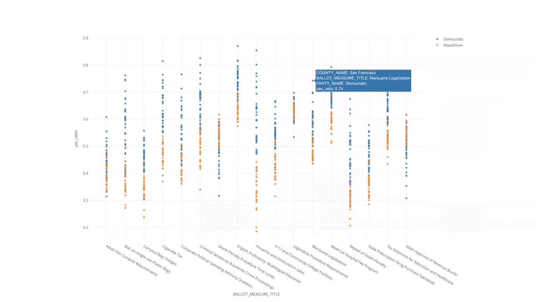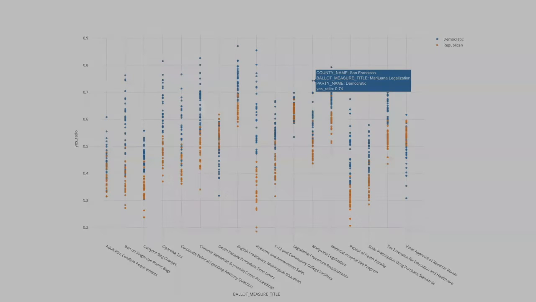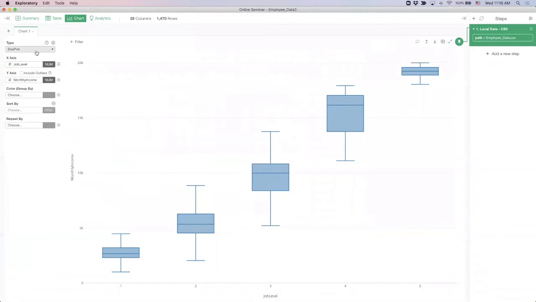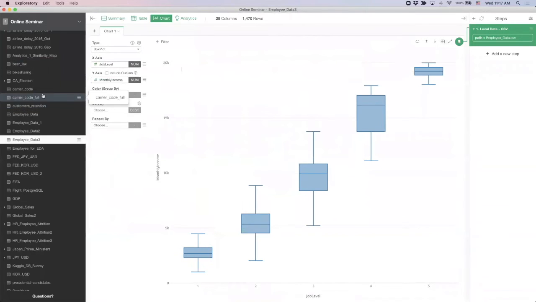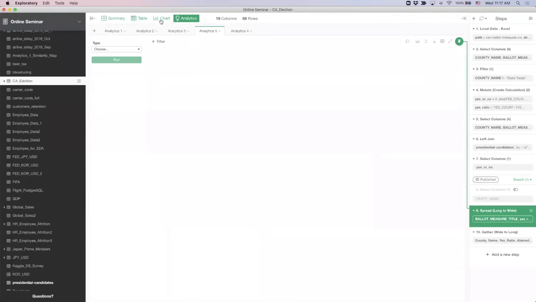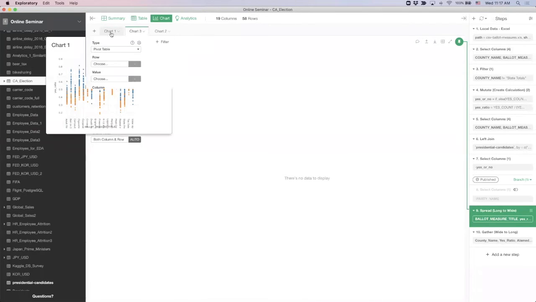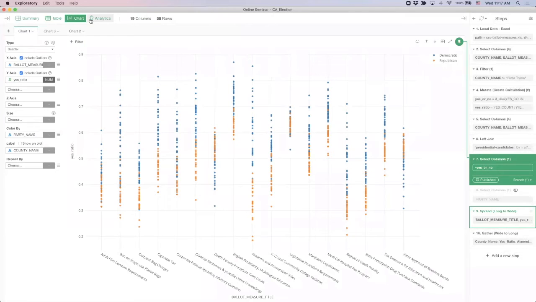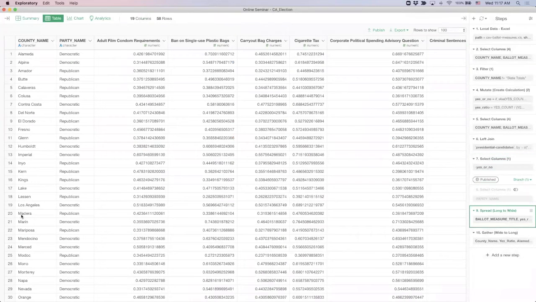And if we visualize this data, each point is each county. Let's go into the chart, I think that's easier to see. Hope I still have it. Okay, cool. So there are 58 rows, and each row is a county. We have 58 counties in California. And then 19 columns, where 2 columns are not measures, so basically 17 ballot measures.